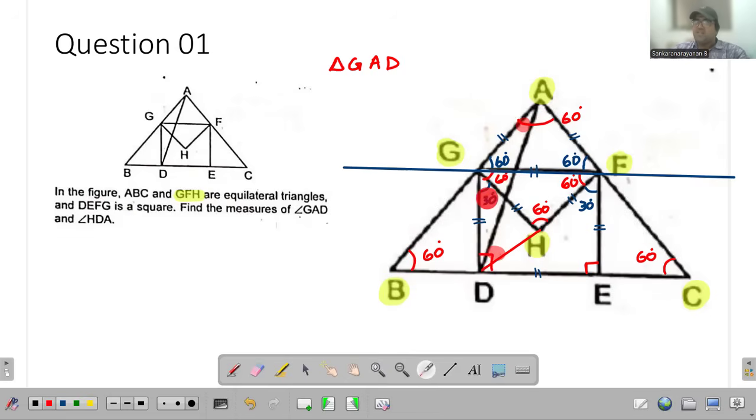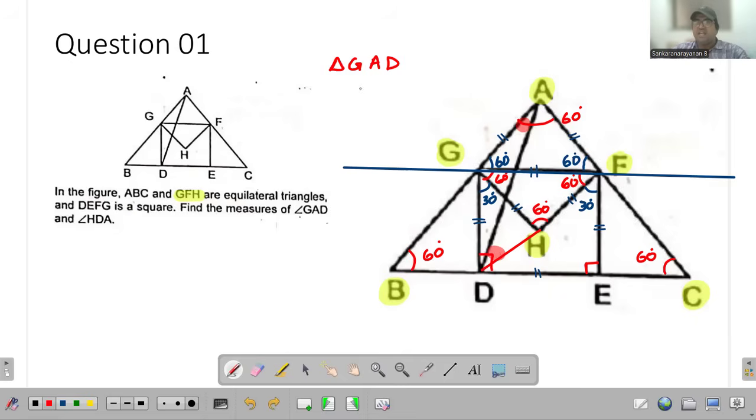60 plus 60, 120 plus 30 is equal to 150. The remaining 30 degrees will be equally divided between these two angles. GAD and GDA measure 15 degrees each. So this small angle here corresponds to 15 degrees. In the same way, over here, this small angle also corresponds to 15 degrees. I hope that part is clear to you. Just to avoid confusion, I'm removing it and I will write it separately.